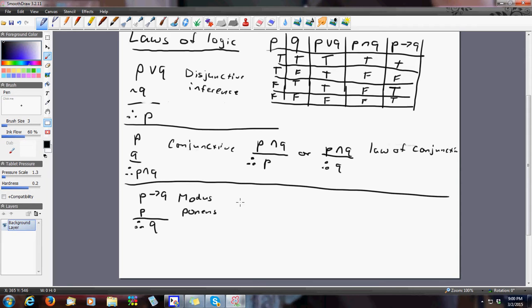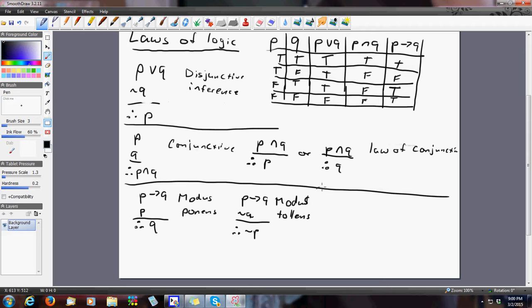Modus tollens is if P implies Q, and we have not Q, that means not Q is true, which means Q is false. Well, that means that therefore P must be false. Because, take a look, if Q is false and P is true, then you get false. So if Q is false, then P has to be false. And that's modus tollens, and that means the mode that denies.